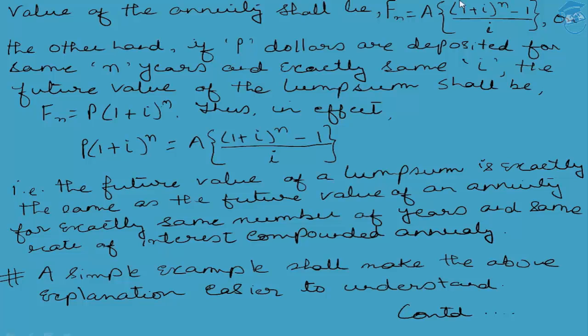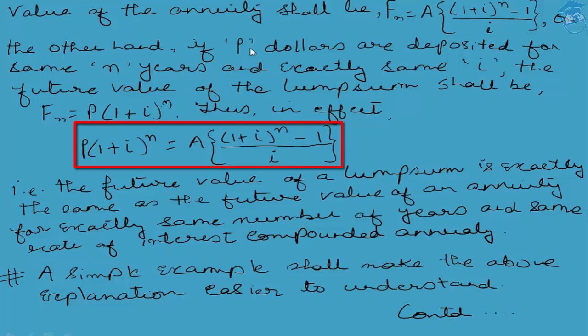So if P dollars are deposited for the same n years at exactly the same I% rate of interest, we get the future value of the lump sum. Where did we get this from? The future value of the lump sum is Fn equal to P into 1 plus I to the power of n. So what is this P? We need to calculate the future value for this P, and this P is the present value of the future stream of the annuities which we calculated.